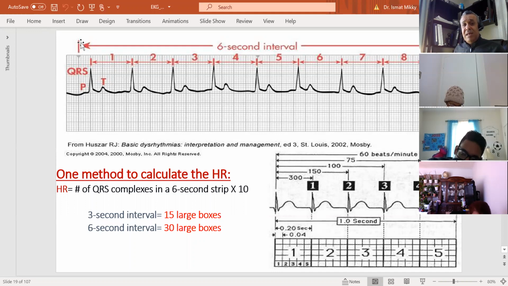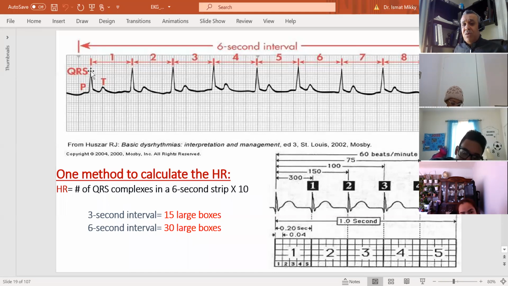So for the heart rate, first of all, to calculate the heart rate, you need to identify or find out what your 6-second strip is, the 30 boxes. Second, make sure it's a regular rhythm. Otherwise, if it's irregular, then you cannot use this method. It's not going to give you an accurate and correct result, because the second assumption is that the rhythm is regular.